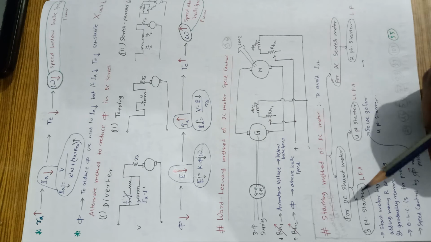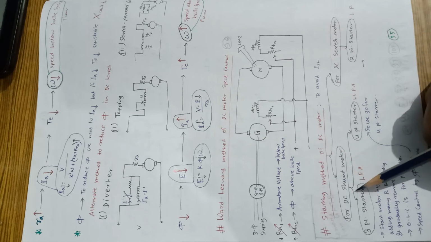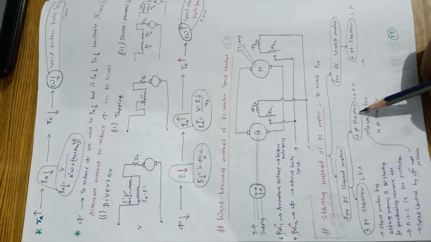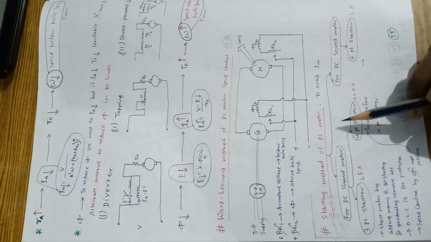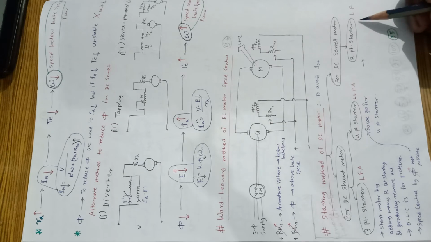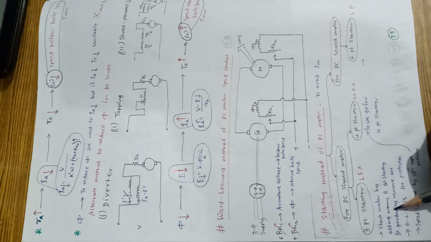When we talk about starting, for a DC shunt motor we have a 3-point starter and a 4-point starter. And for a DC series motor, we have a 2-point starter. For the 3-point starter, we start the motor by adding many resistances at starting and gradually removing all the resistances.